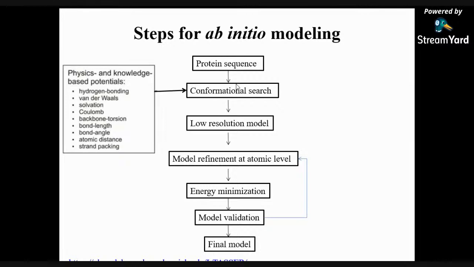Then the loop refinement or model refinement part is there. Then again, you have to conduct energy minimization, and after energy minimization you have to follow the model validation part. After model validation is completed, you'll get the final model based on ab initio protein modeling. So these are the steps for ab initio modeling.